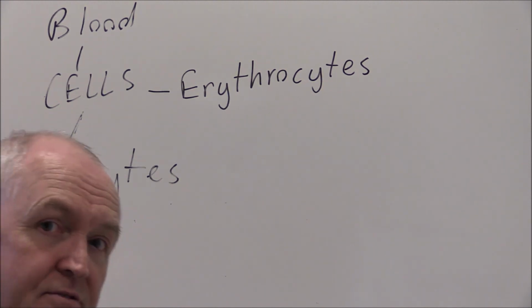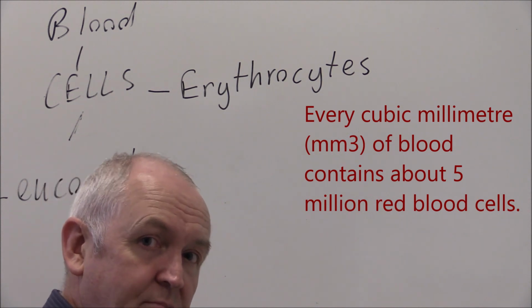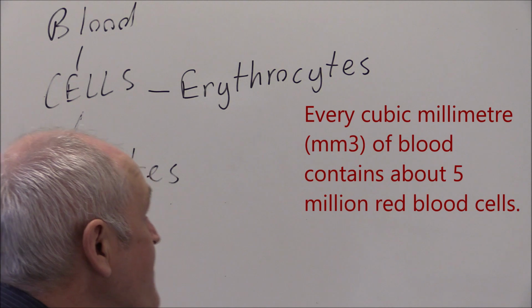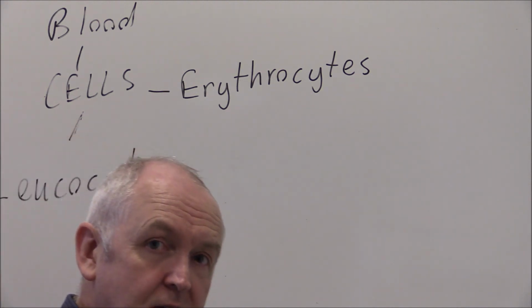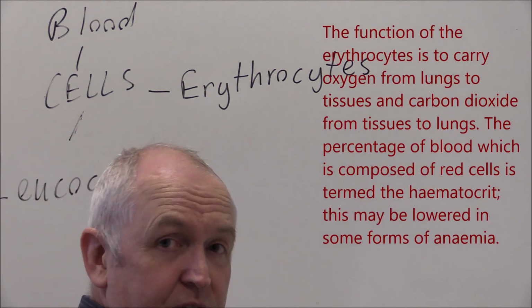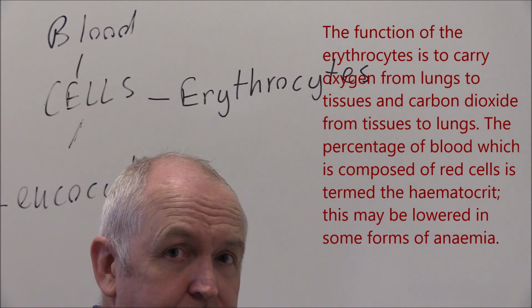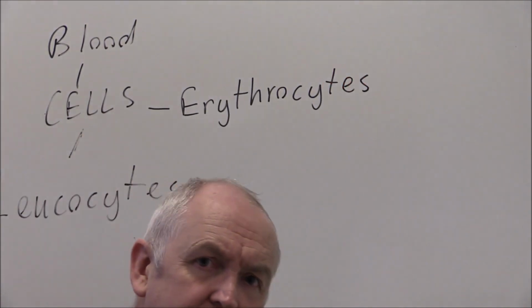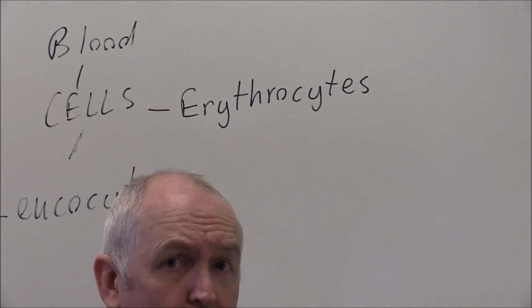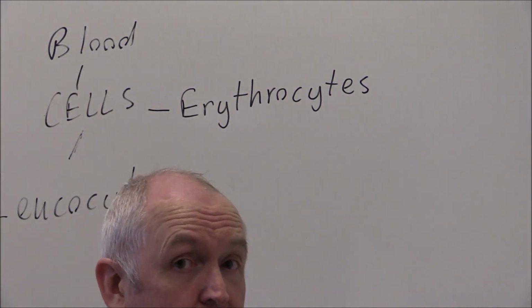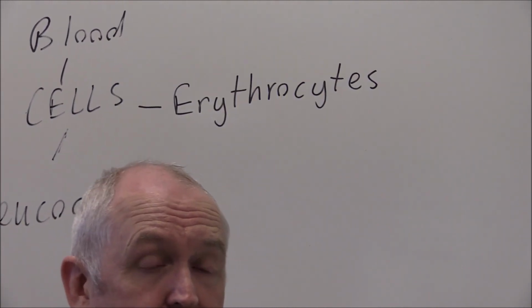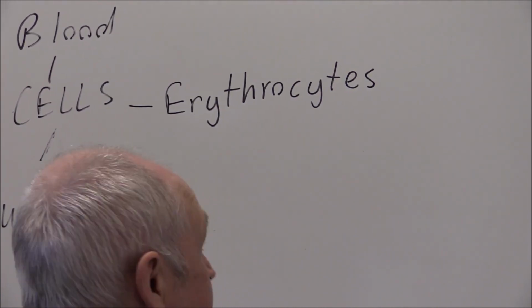Now there's going to be about 5 million red blood cells per cubic millimetre of blood. The vast majority of the cells in the blood are the erythrocytes, the red cells. And these cells live for about 120 days after they've been released from the bone marrow, from the red bone marrow where they're produced. And they circulate in the blood for around about 120 days.